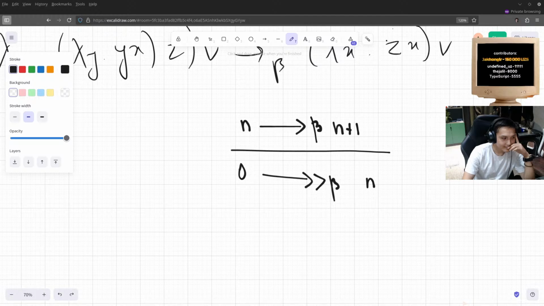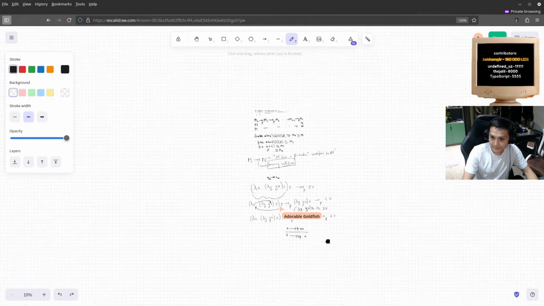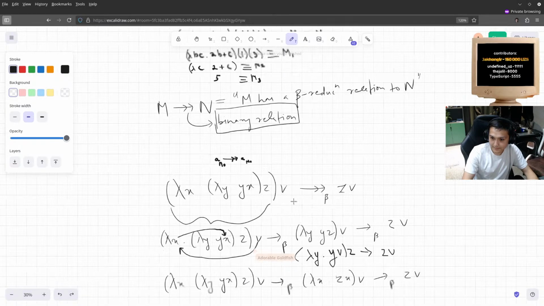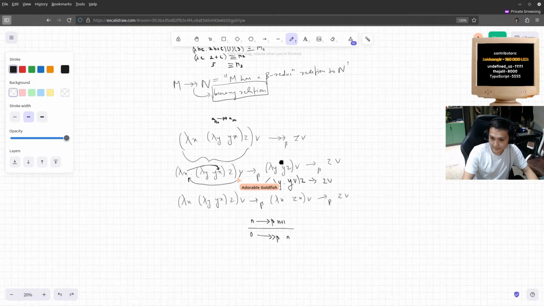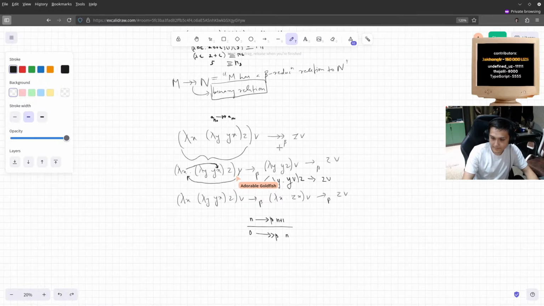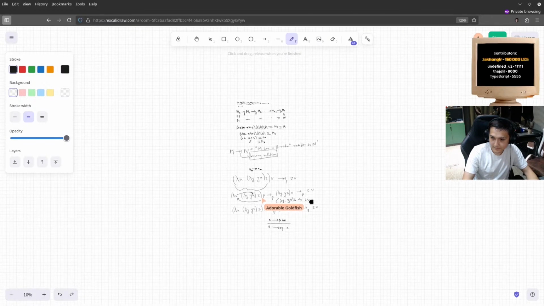Yeah, so there is this lemma 1.8.4. Let's go through that. It just proves certain properties of this beta reduction relation. I'm going to copy this thing onto here.